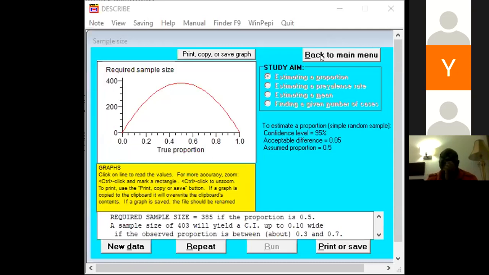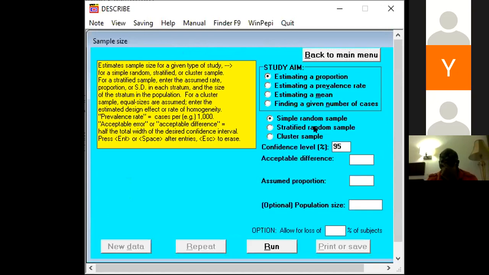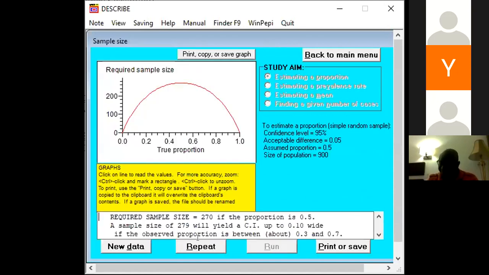Now, if you go back, let's say, repeat. We put 0.05 here, and 0.5 here. And I say our population is 900 rather. Can you see? If you now run it, you will see 270, which is 269.25. So yes, adjusted for that population. Can you see now? Is it clear?